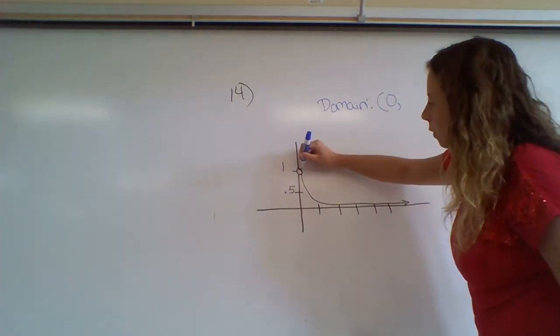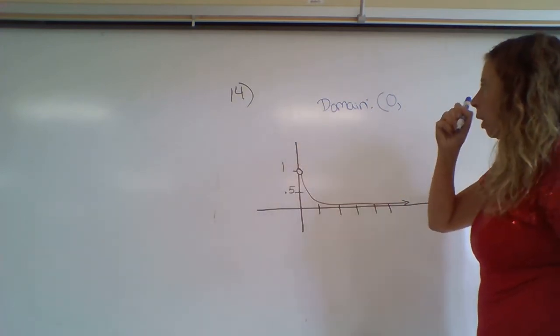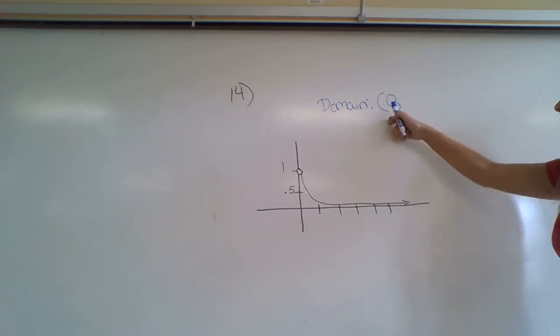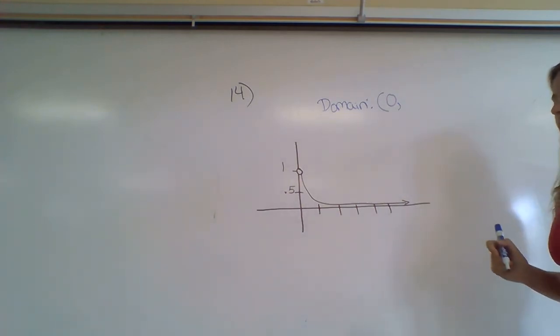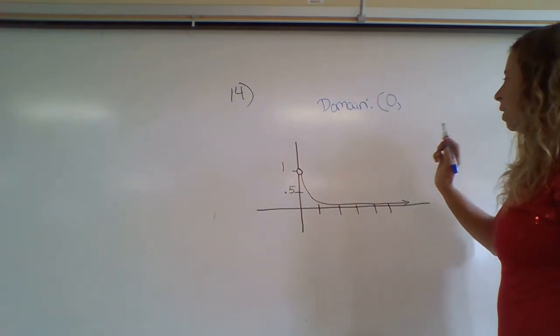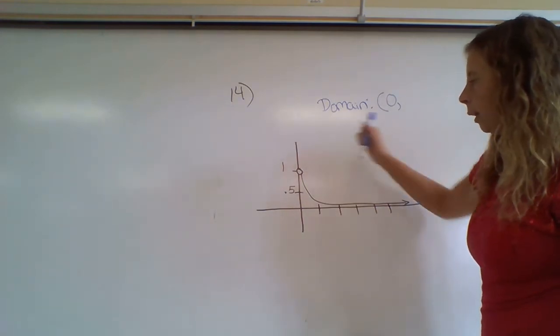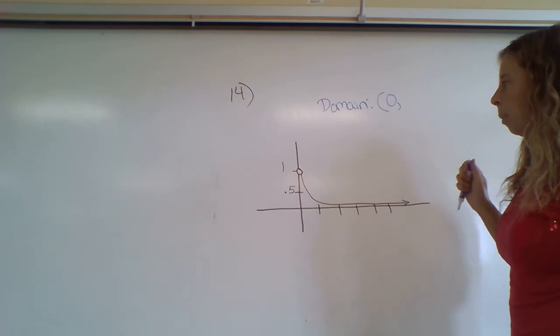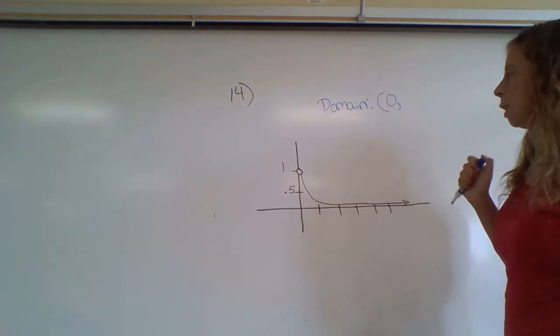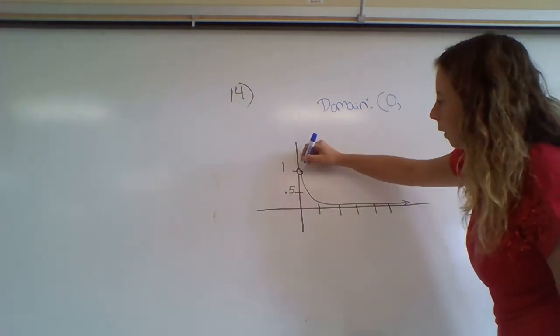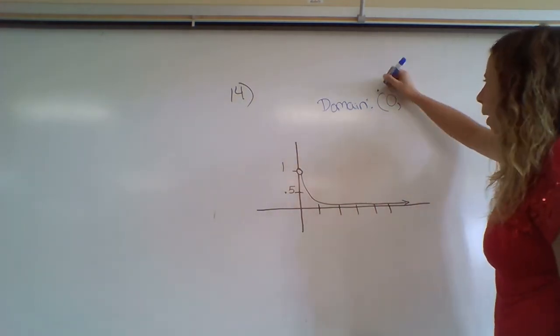If this dot was filled in, if it was just a regular point on a graph, then we would use a bracket. But it's not. There's a hole, so it's a parenthesis, okay? Let me say that one more time. We're using a parenthesis because this is a hole on the graph. That's actually not part of our interval. We're just getting as close to 0 as we can, but it's not actually on there.